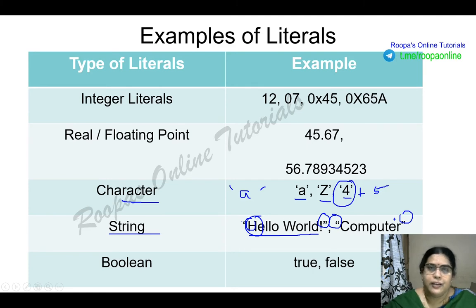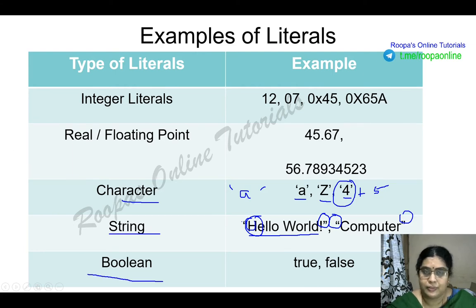Then you have to write: a character literal contains one single character enclosed in single quotes, whereas a string literal has a group of characters enclosed in double quotes. You write this example, you get 2 marks. Okay. Next we will go to Boolean.